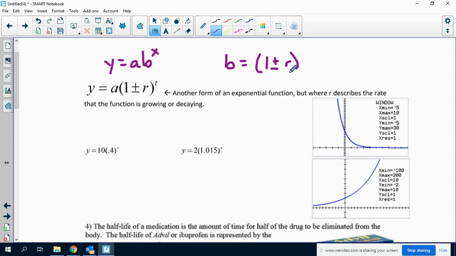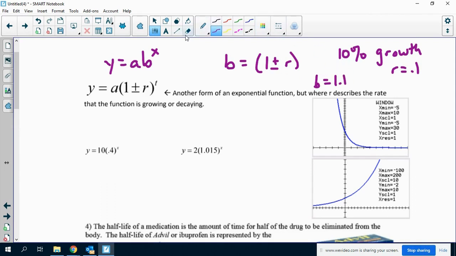And essentially what that's doing is it's describing the rate that a function is growing or decaying. So if the rate of growth is, let's say, 10% growth, then r would equal 0.1. And you'd have 1 plus 0.1. And so that would mean b would be 1.1 in that case.